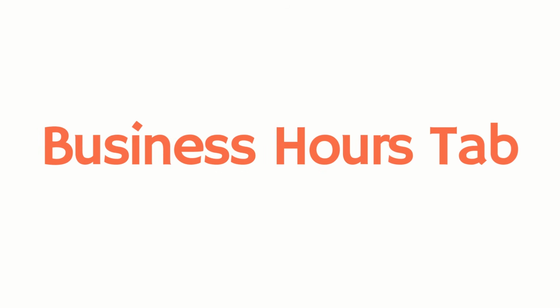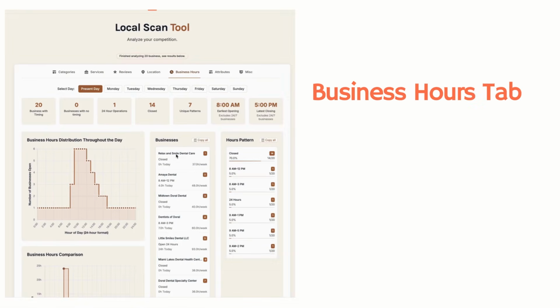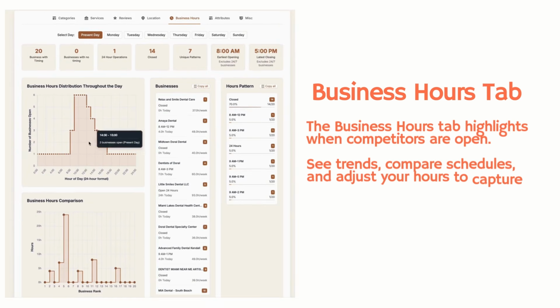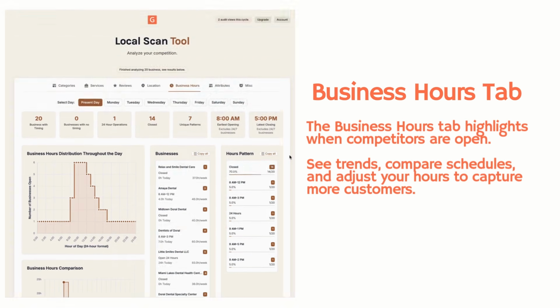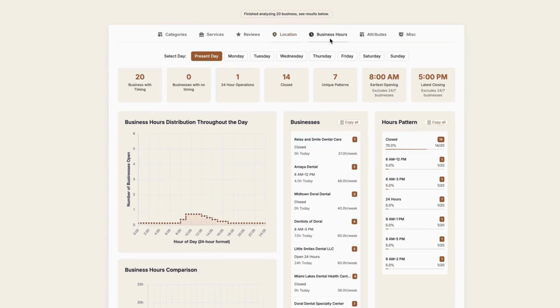The Business Hours tab. One crucial factor that can affect your business's local search ranking is whether you're open or closed at the time the potential customer is searching. That's why we've added the Business Hours tab. Here, you can easily compare your business's hours with those of your competitors. This will help you identify any opportunities to adjust your hours to capture more customers and improve your visibility in local searches.